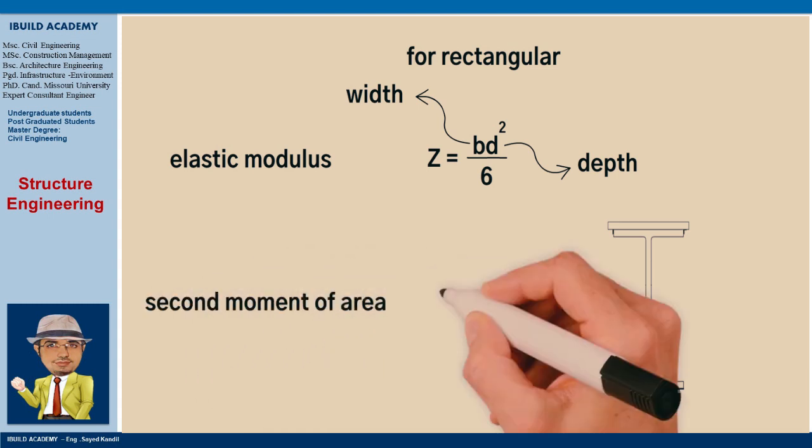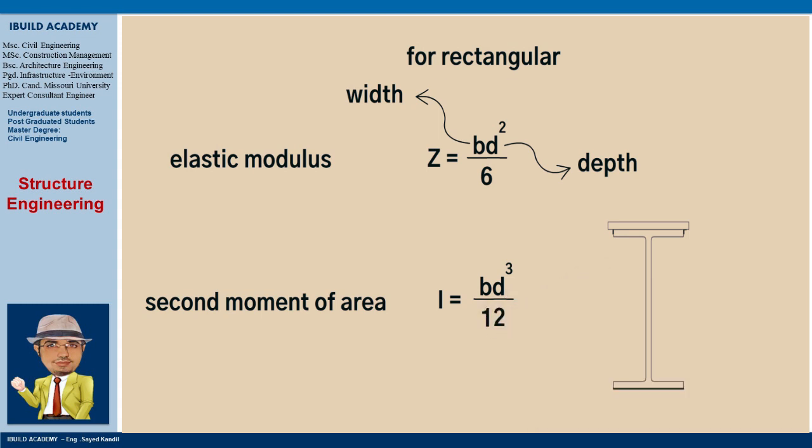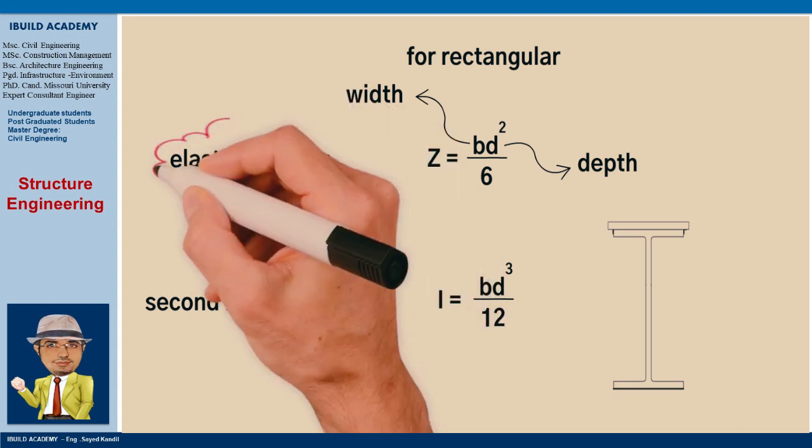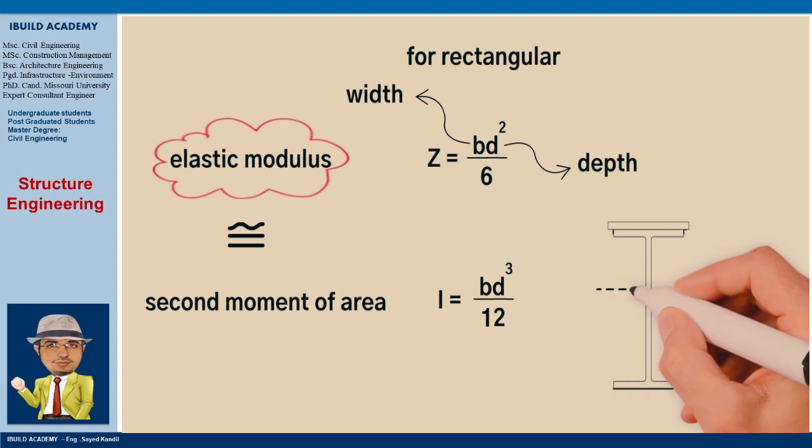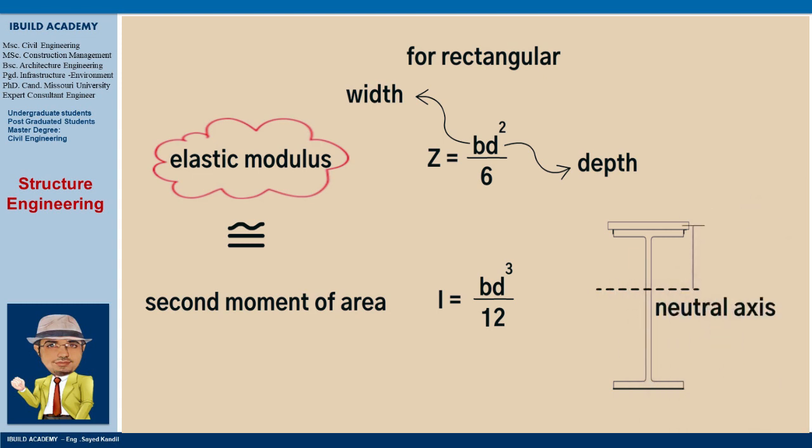The next equation is the second moment of area, or sometimes also known as the moment of inertia. While not commonly used on its own, it is an equation that you should understand because it is similar to the elastic modulus, and it's beneficial for determining the second moment of area about the neutral axis in plate girders by using the parallel axis theorem.